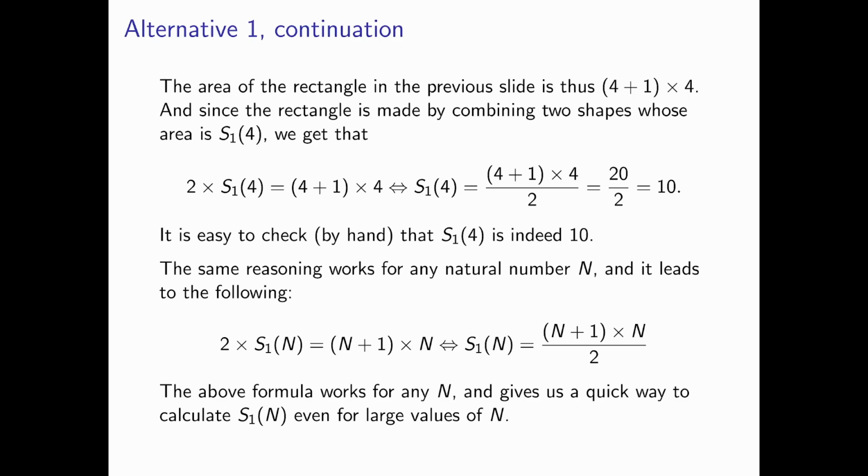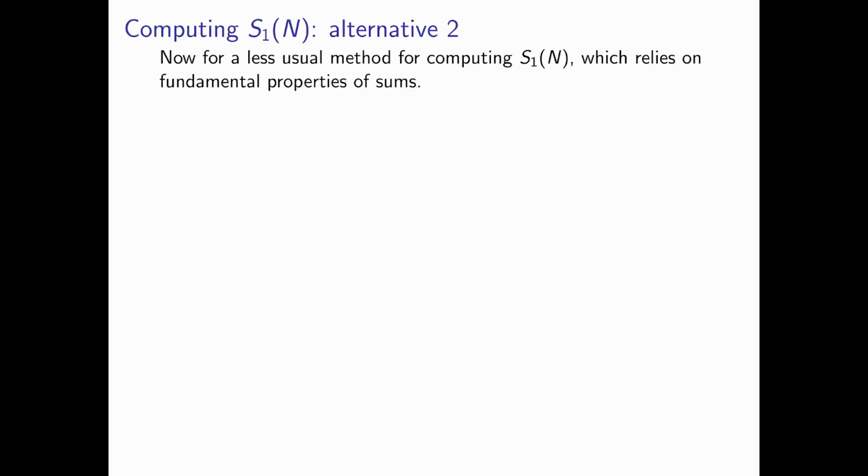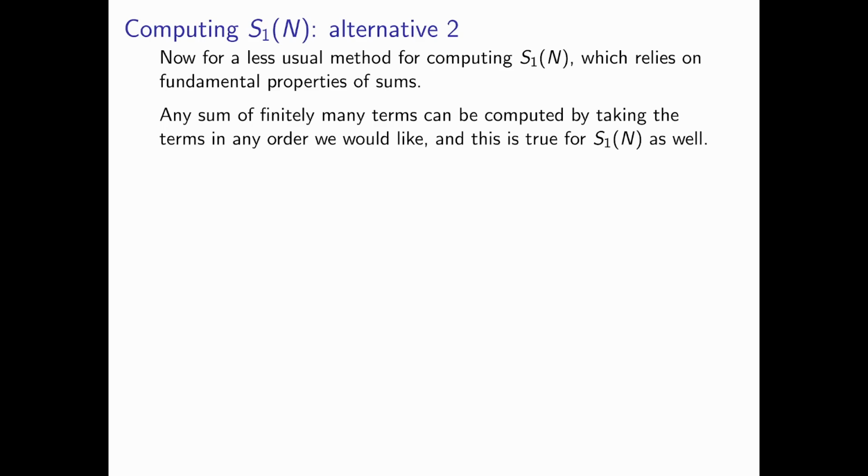So now, one might expect that we are going to progress to a different problem, but I'm actually really interested in staying on this problem for a bit longer and trying to solve it using a different method. And that different method will have to do with how sums actually work at their core. The one thing we really want to use here is that any sum of finitely many terms can be computed by taking the terms in any order we would like, and we can also partition them in different ways. We can split up the sum in different ways. And of course, this is true for s sub 1 of n as well.